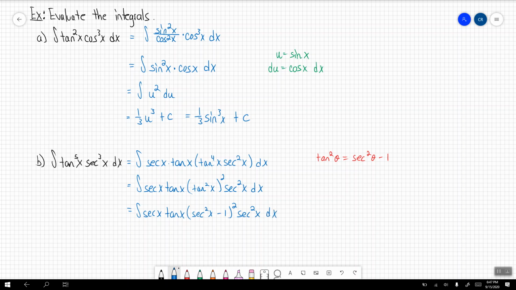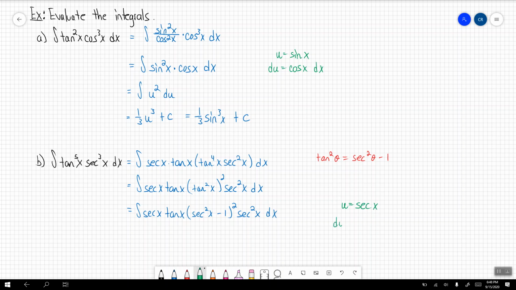Now you might be saying, wow, that's a lot of work there. And you're right, that is a lot of work. However, we are now at the point that we are looking at this in order to make a really good substitution, and everything should start unraveling from there. So what's the substitution that we're going to make? That substitution is going to be secant of x.